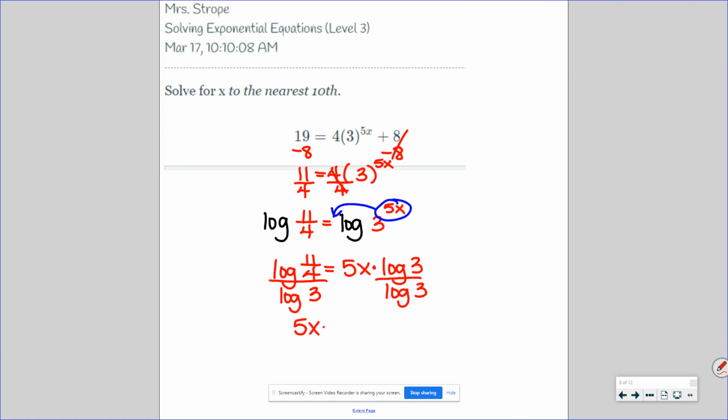So this is going to leave me with 5x equals, actually I'm going to go to my calculator now. Log of 11/4 divided by log of 3 is 0.920799. Divide that by 5 because we need to get rid of this 5 out here. And we're rounding to the nearest tenth. So this answer is 0.184, but I need to round to the nearest tenth, so it'd be 0.2.